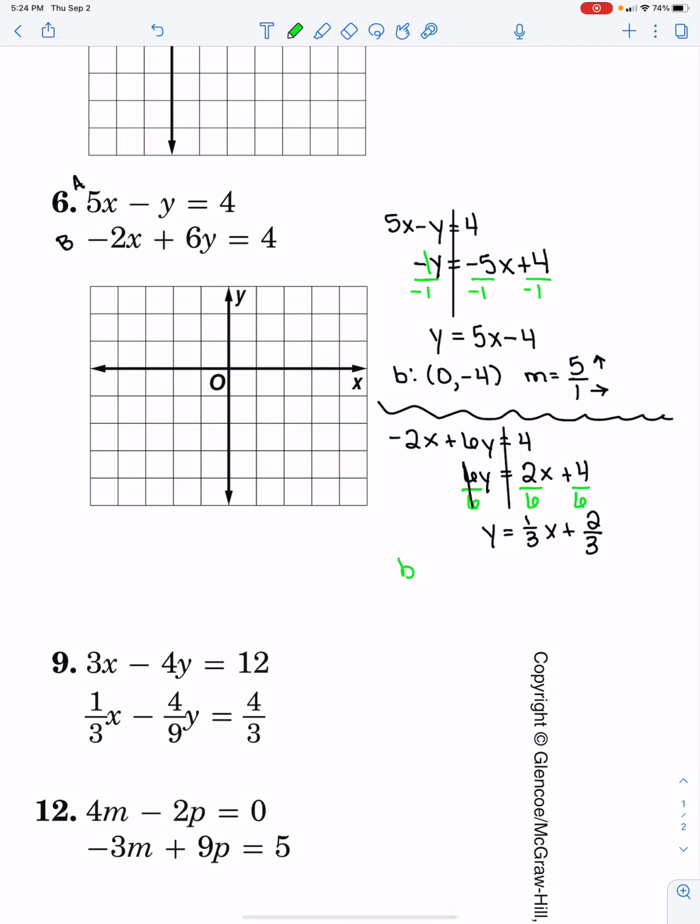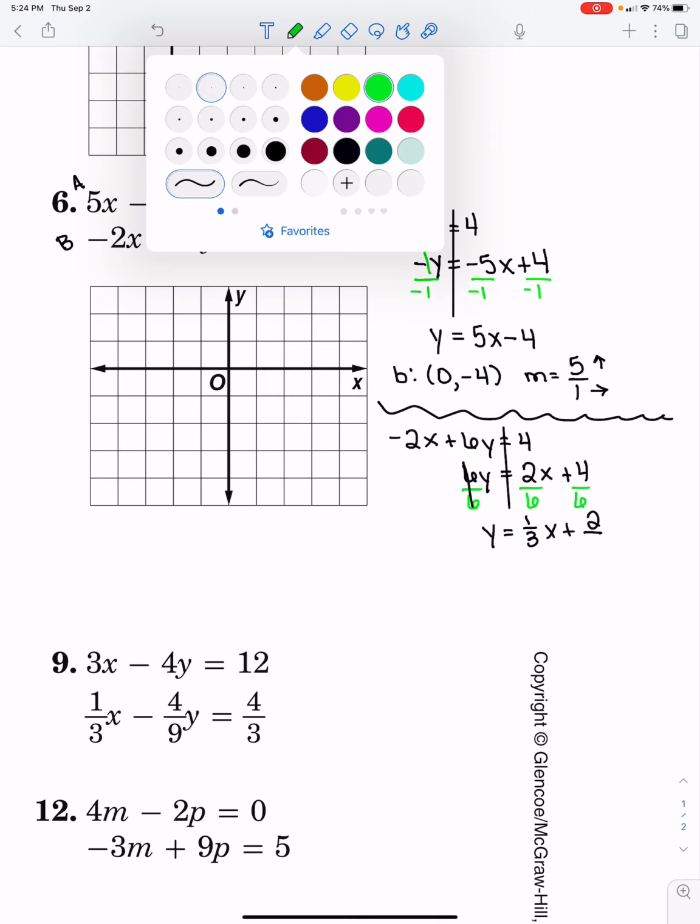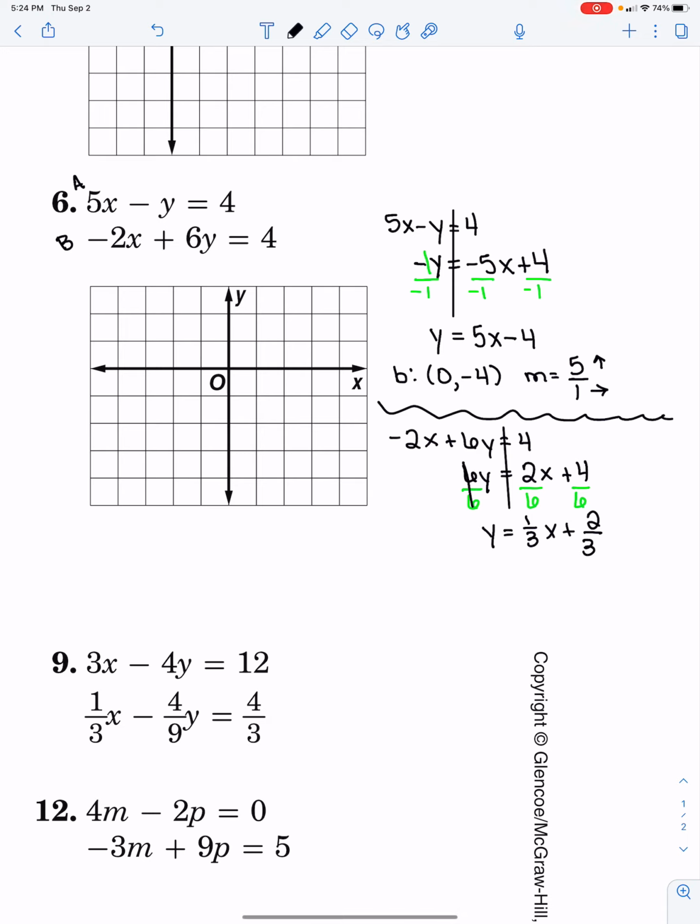Our y-intercept on this one is going to be 0, 2/3, and yes, it is going to be a fraction. And our slope, this one we like a fraction, so it's okay that that one's a fraction. It goes up 1 over 3. Okay, let's graph equation A.